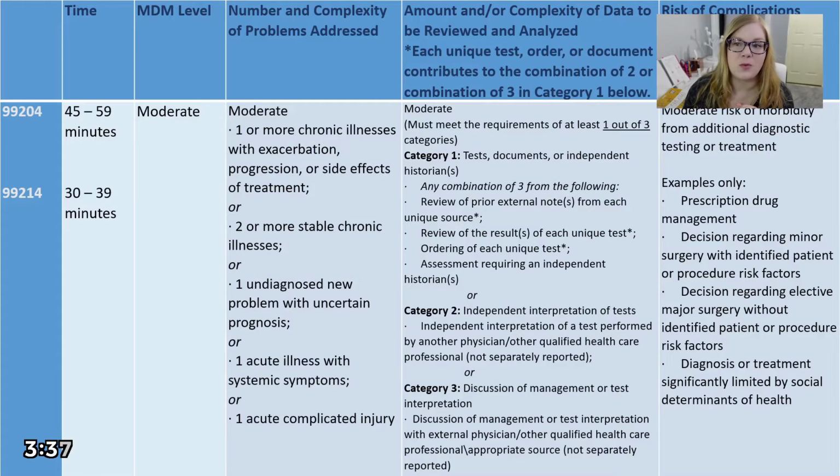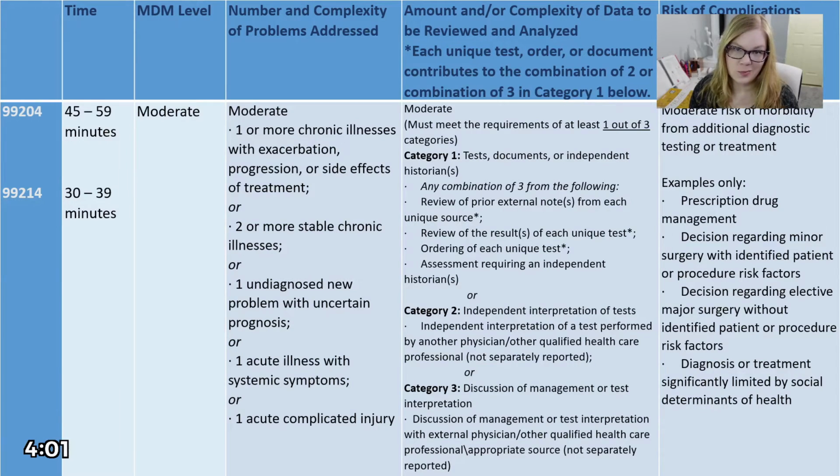So number of problems could be 1 or more chronic illnesses with an exacerbation, progression, or side effects of treatment. That includes patients who are not at their treatment goal, and it is up to the provider to determine what that treatment goal is and state if they are or are not at goal. It could also be 2 or more stable chronic illnesses, 1 undiagnosed new problem with uncertain prognosis, like a breast lump, an acute illness with systemic symptoms, or 1 acute complicated injury.